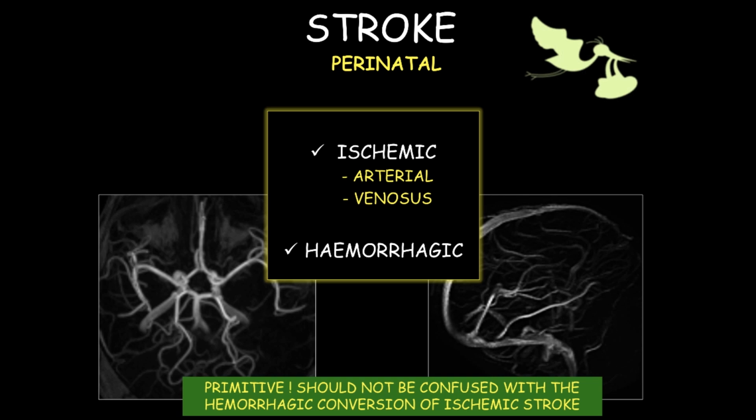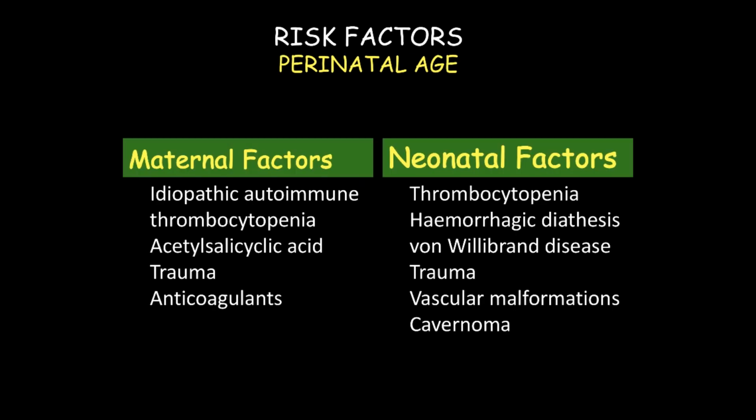We have analyzed the perinatal stroke, in particular the ischemic type of perinatal stroke. I would like to deepen our knowledge on the hemorrhagic stroke. When we speak about hemorrhagic stroke, we have to be sure that we are talking about a primarily hemorrhagic stroke, because sometimes ischemic stroke may undergo conversion to hemorrhagic stroke. So there's a bleeding at the level of an ischemic stroke.